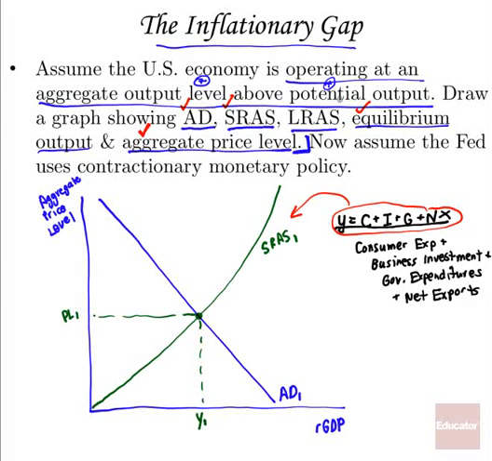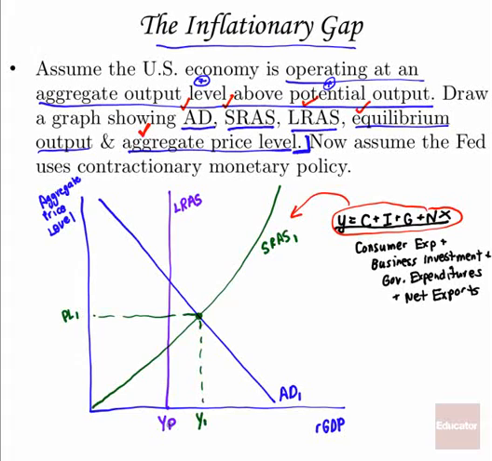Now, if we are above the potential output, then this is going to be greater than what the long run can sustain. So the long run is going to be right here, the LRAS. LRAS is going to be to the left of the short run equilibrium because the short run has exceeded the long run here. So let's call this YP.